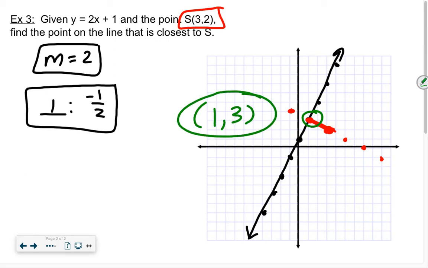So make sure you get this one in your notes. The key is finding the perpendicular slope off of the given line. The slope originally was 2. The perpendicular slope has to be -1/2. And then we draw that -1/2 slope off of that given point.